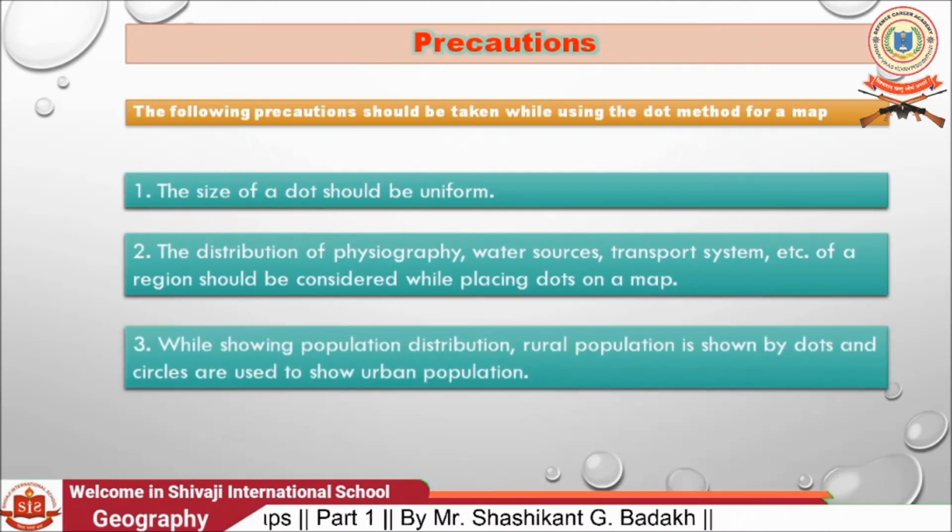Okay. Number 3: while showing the population distribution, rural population is shown by dots and circles are used to show urban population. Here it is important that the rural population is shown by dots, and if you want to show the urban population we have to use circles. You know very well the urban population is higher than the rural population. So, rural population is shown by dots, whereas urban population is shown by circles.